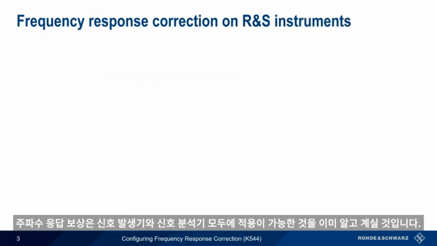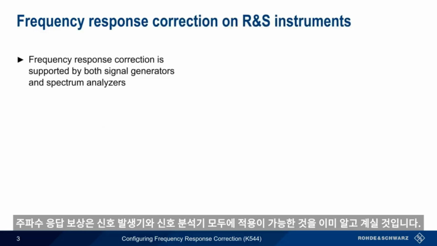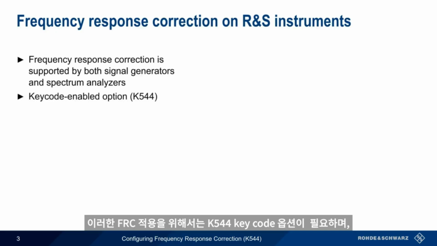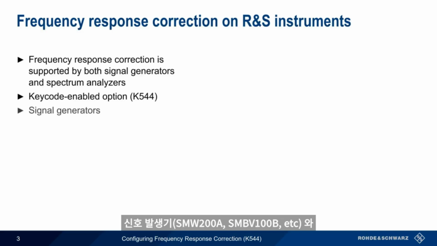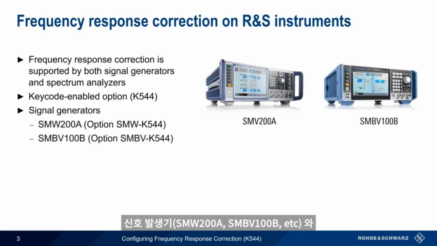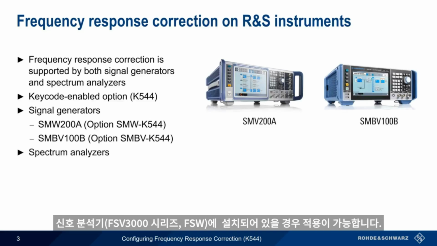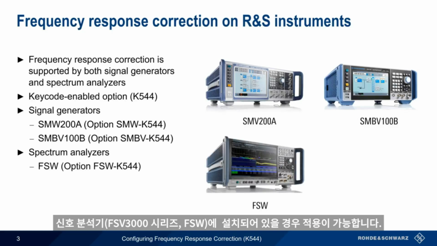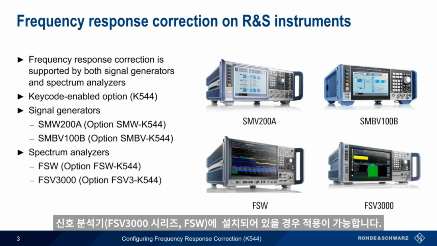As you should already know, frequency response correction can be implemented on both signal generators and spectrum analyzers. It's a software-only option that's enabled with the K544 key code. On Rohde&Schwarz signal generators, frequency response correction is available on the SMW200A and SMBV100B vector signal generators. And for spectrum analyzers, this option is supported on both the FSW and the FSV3000 family of analyzers.